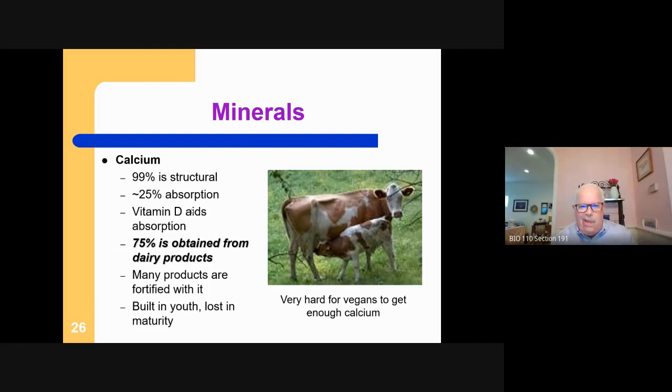Calcium is found in a lot of things, but basically it's found in milk. And if you're a true vegan, you have a problem getting calcium. Calcium is also in nuts too, so you can get a little bit in nuts. But if you're a true vegan, I would recommend you take calcium supplements. As we said before, vitamin D is essential in the absorption of calcium. Very important.